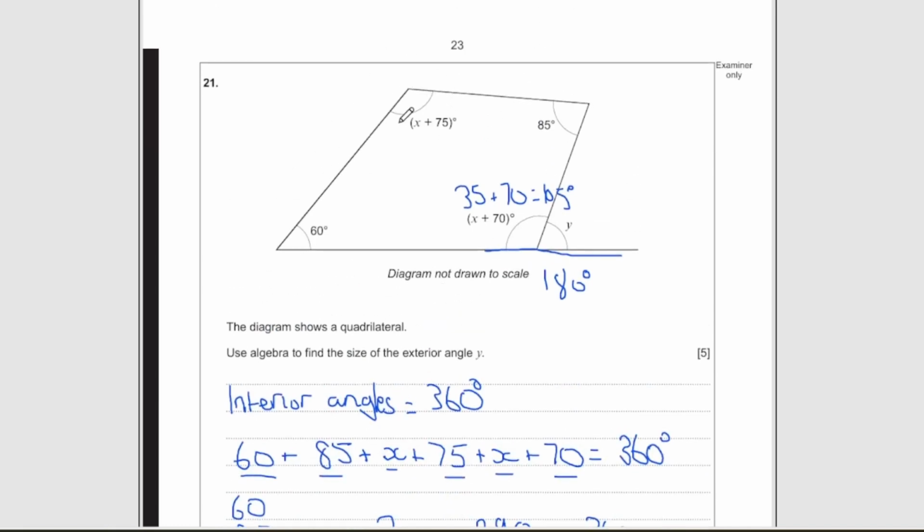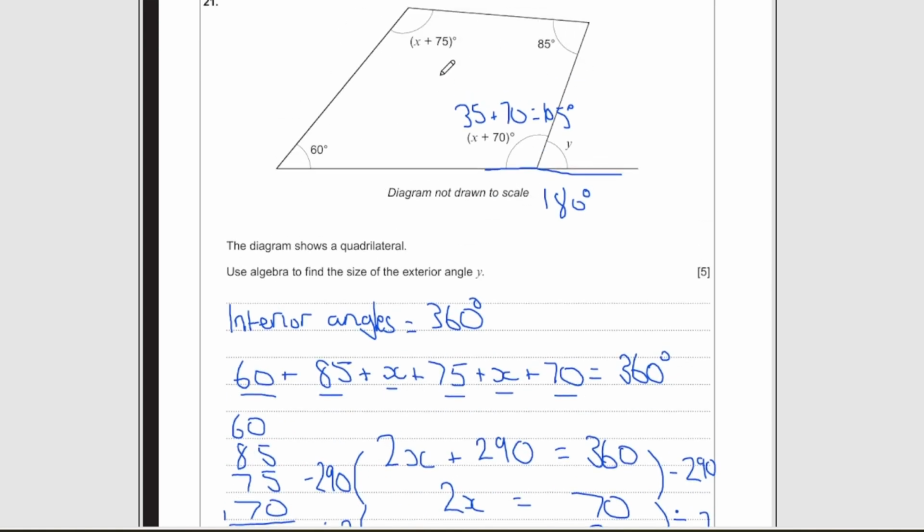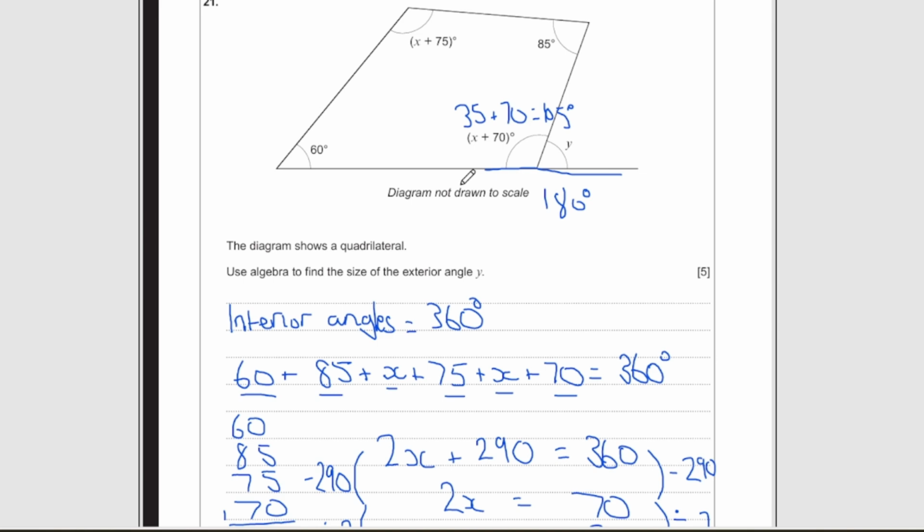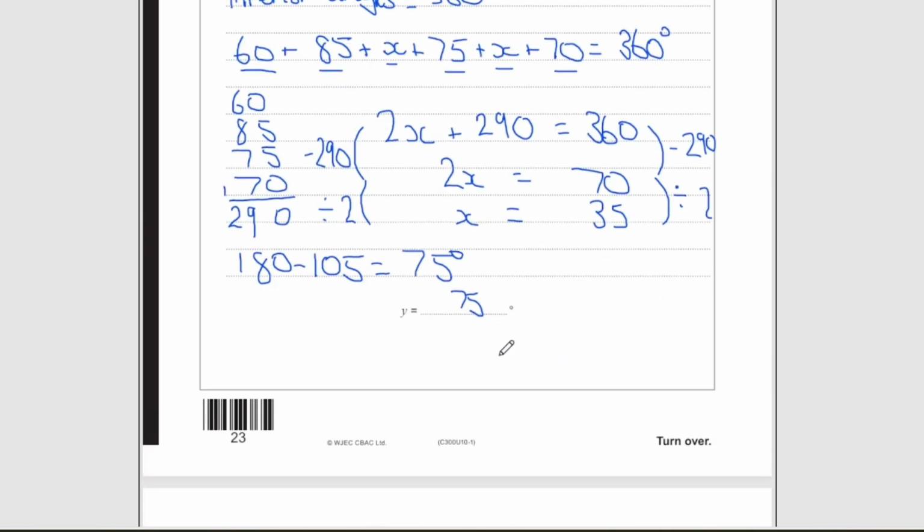So add them up as you normally would to find how much they add up to. We know that it's 360, so add as you normally would do for a missing angle. However, instead of all numbers, we've got some letters as well. So we would just do that like this, and then simplify it, and then solve it, substitute in. We know that angles on a straight line add up to 180, so we take away to get 75 degrees.